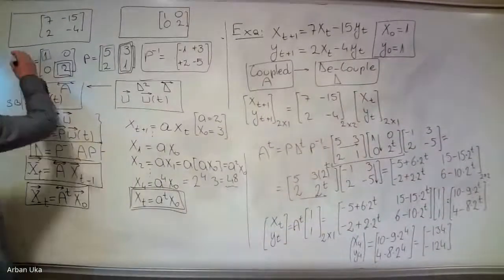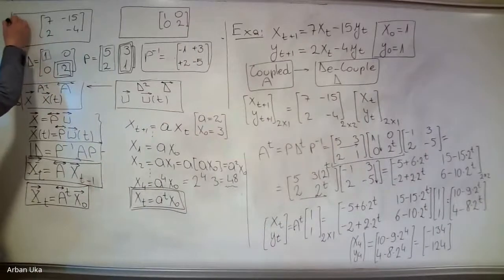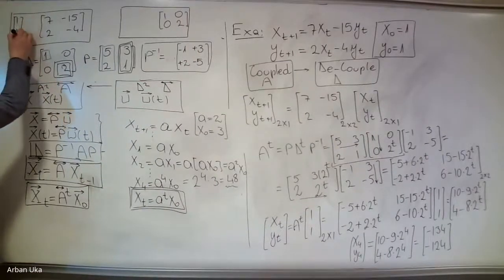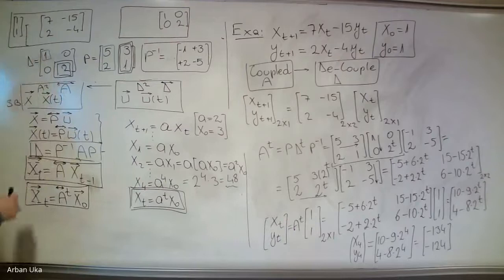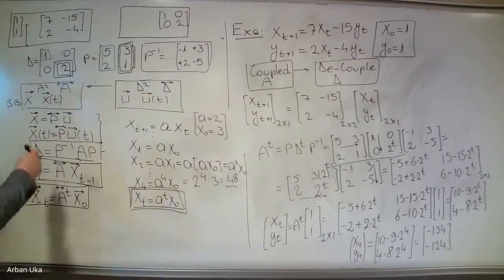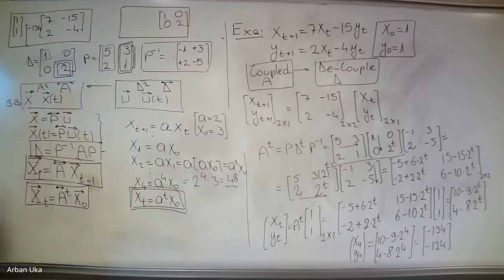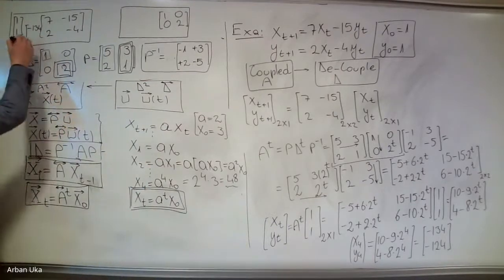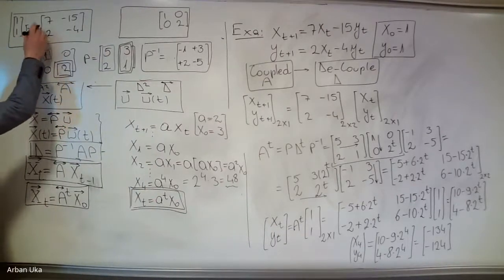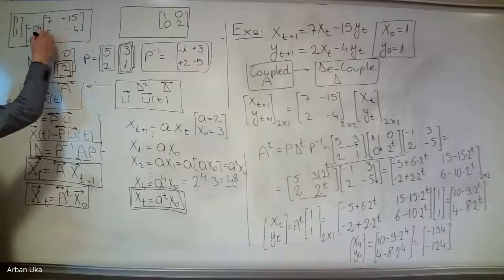So let's see it again. We started with 1, 1, okay, and then we end up much later with minus 134, and minus 124, minus 1, 2, 4. Does this mean the rabbits have gone extinct?